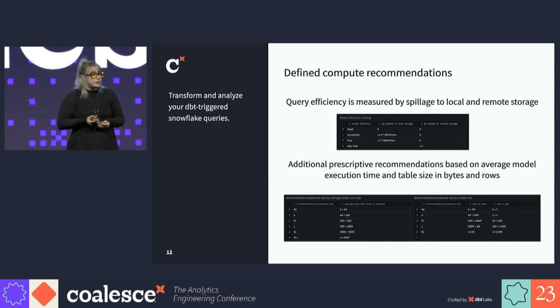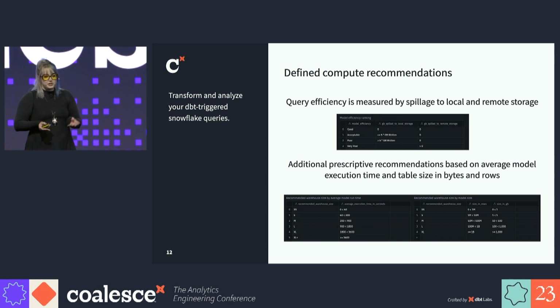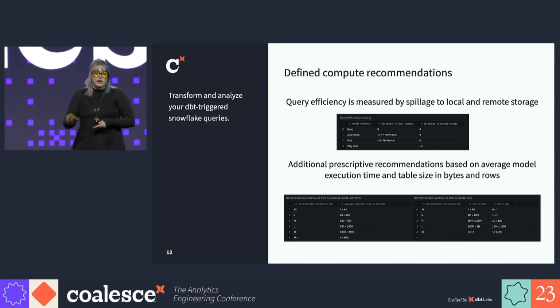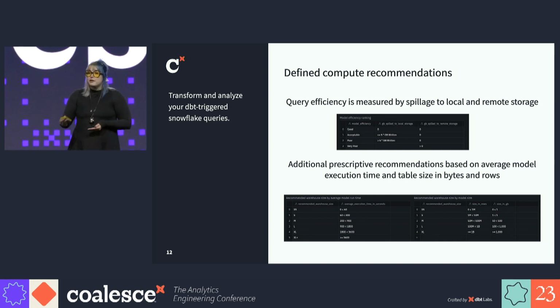OK, so we use query spillage to categorize efficiency. We've called it efficiency, and we rank it as good, appropriate, poor, or very poor. In our project, we say if your efficiency is poor or very poor, it's time to upsize the warehouse.